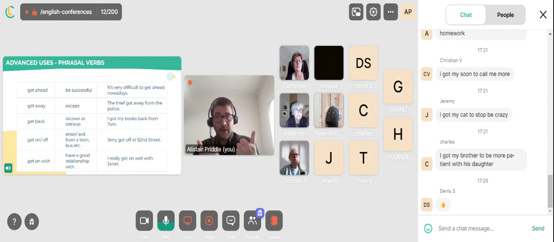Get on, get off: enter or exit from a train, bus, etc. Example: Jerry got off at 52nd Street. And the last one on the table, get on with. This means to have a good relationship with somebody. For example, I really get on well with Janet.